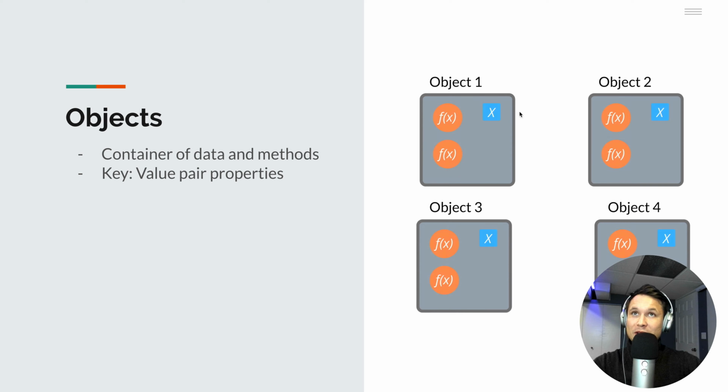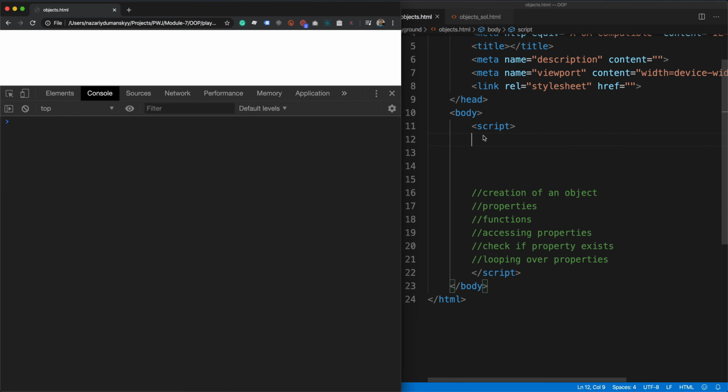But let me just show you, right? So we can see objects, there are multiple objects, and they contain data represented by the X right here. And then they contain methods or functions represented by the effects and the very nice orange circle right here. Now let's get into how we create one.